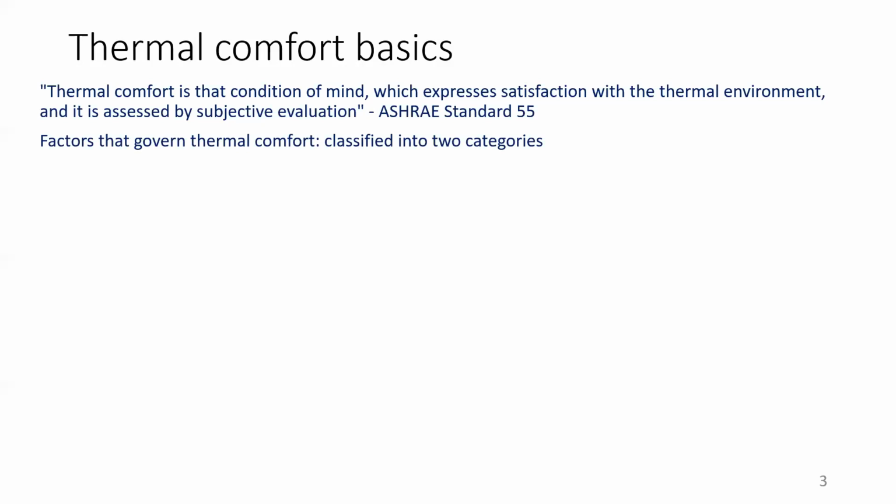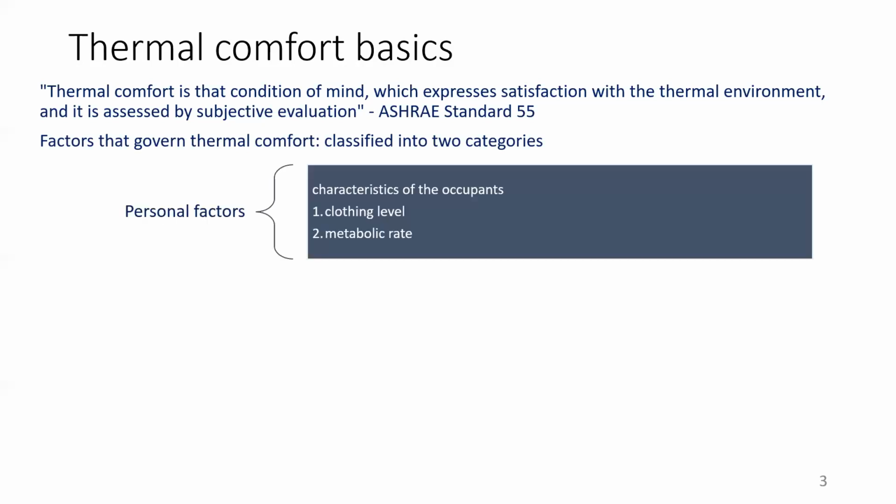Now let's look at the factors that govern thermal comfort. These can be broadly classified into two categories. First is personal factors, which are sometimes also called physiological parameters. These are essentially the characteristics of the building occupants. These are occupant clothing level and metabolic rate.